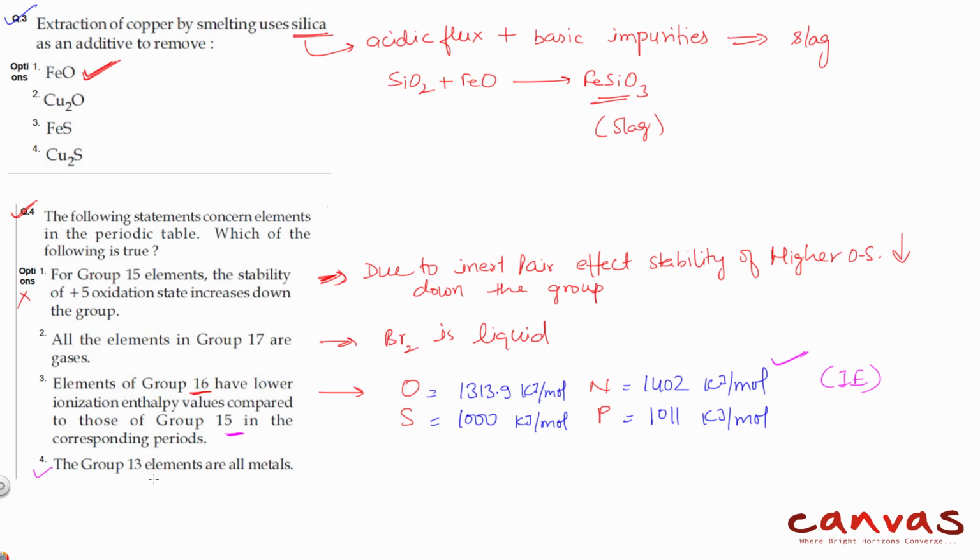And the group 13 elements are all metals, wrong. Boron is a metalloid. So going by that, the answer should be the third option.